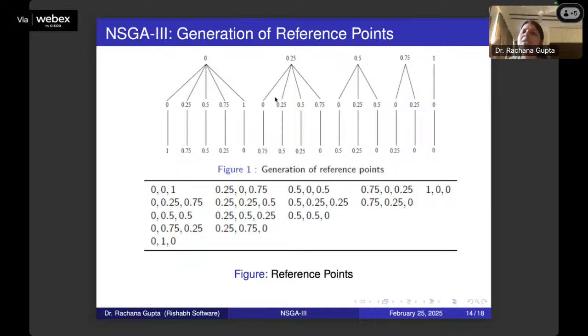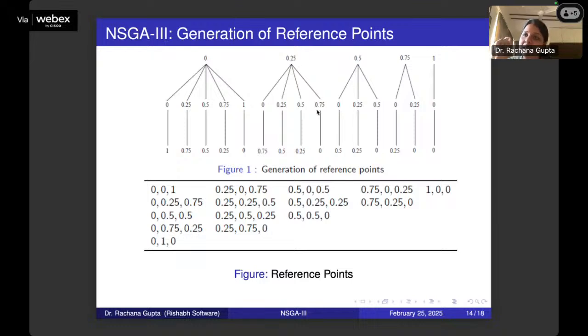For this skill, again I'm repeating so that if anybody is missing, they can catch up. 0.25 plus 0 is equal to 0.25. To make it 1, we will add 0.75. 0.25 plus 0.25 is 0.5. To make it 1, we will add 0.5. 0.25 plus 0.5 is nothing but 0.75. To make it 1, we will add 0.25.